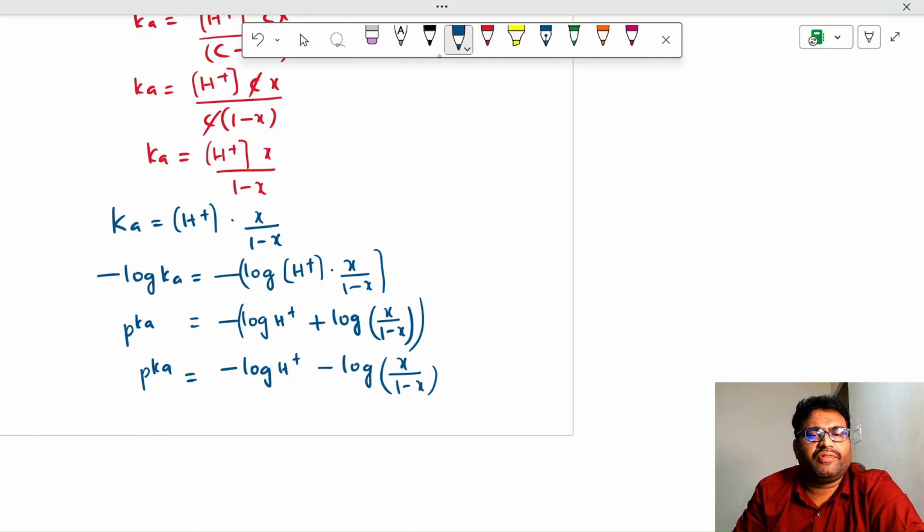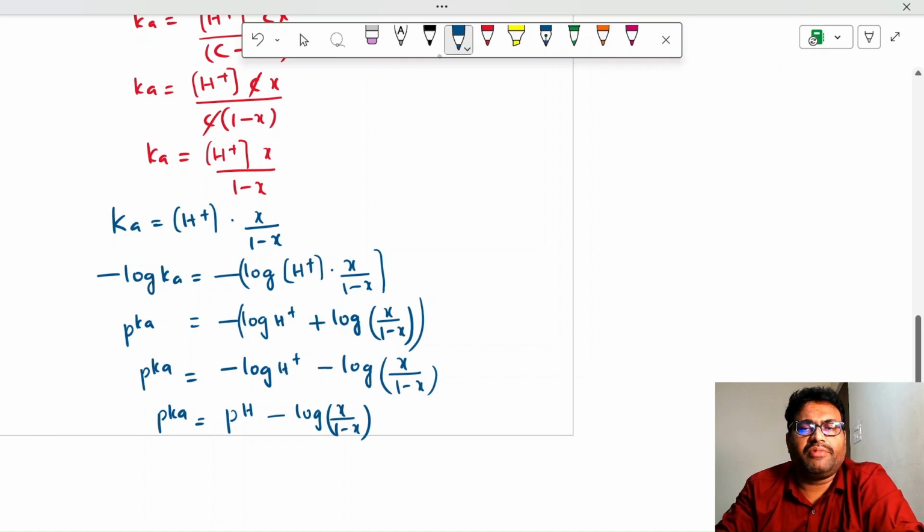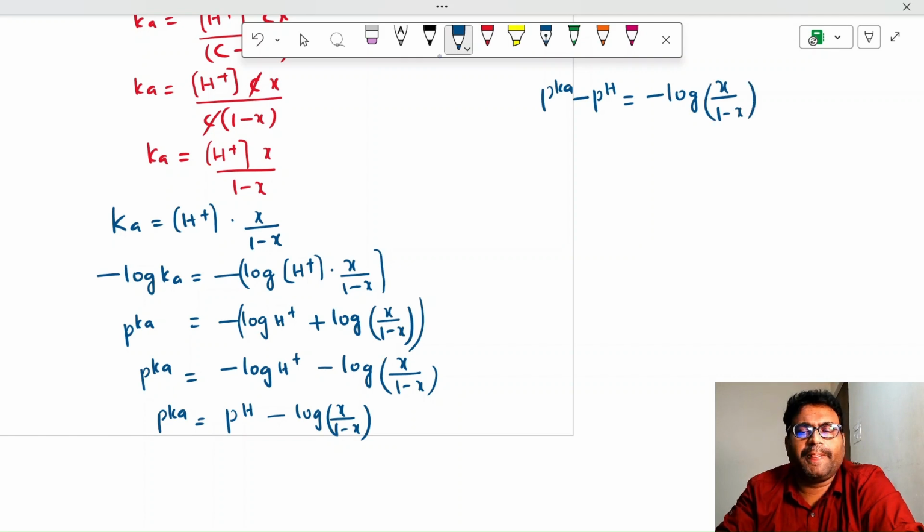Okay. So pKa is equal to minus log H plus ion concentration, which can be written as pH minus log x by 1 minus x. I'm writing here. Now, pKa minus pH is equal to minus log x by 1 minus x. Multiply minus on both sides.